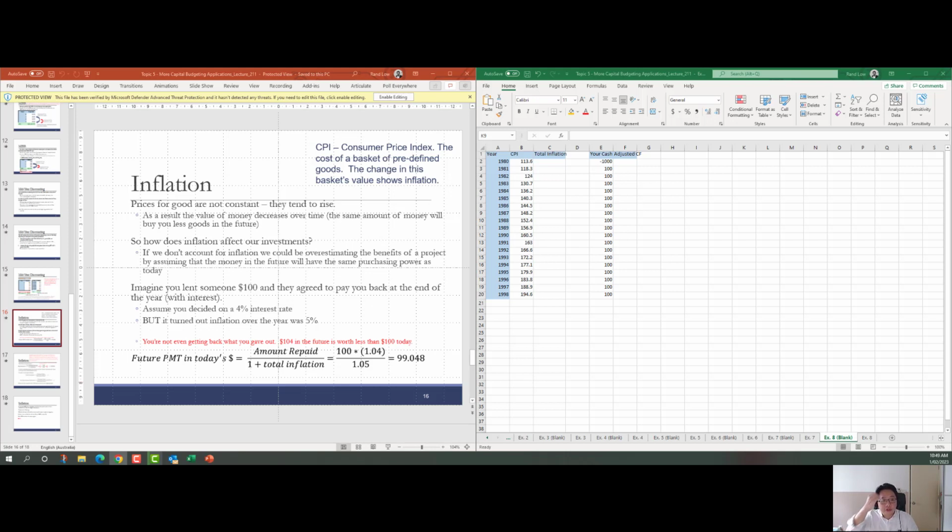So inflation also affects our investments. So we need to account for inflation in our cash flows. If we don't account for inflation, we're overestimating the benefits of a project. So we should never assume that money in the future will have the same purchasing power as today. So usually when we talk about discount rates, it's to account for all the risk of the project. So you imagine that your discount rate should account for inflation, the risk of the project, and so forth.